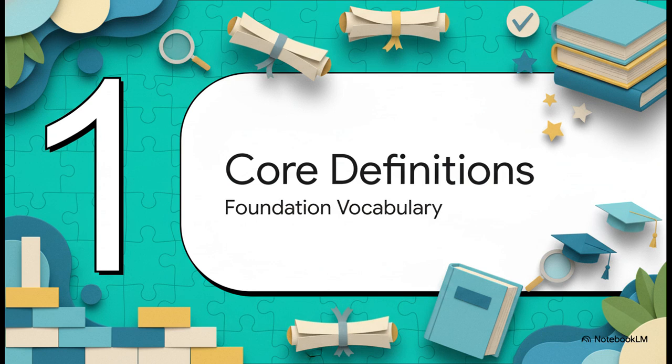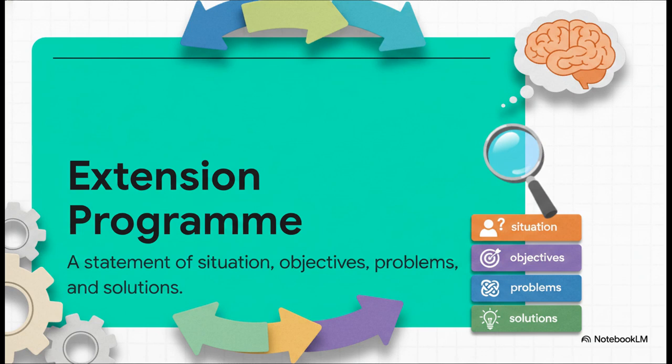Building your foundational vocabulary. Okay, mastering your foundational vocabulary is literally the easiest way to secure guaranteed points on your test. Why? Because examiners absolutely love testing definitions verbatim. So, an extension program. Kelsey and Hearn nailed this down way back in 1967, and it is still the gold standard. It is defined as a statement of situation, objectives, problems, and solutions. That's it. Just memorize those 4 keywords: situation, objectives, problems, and solutions, and you'll be golden.